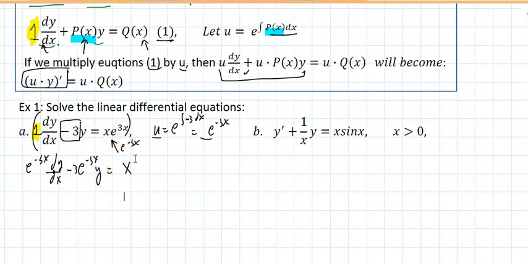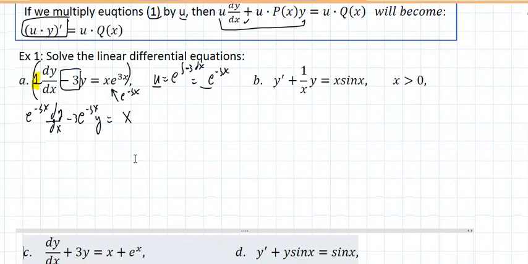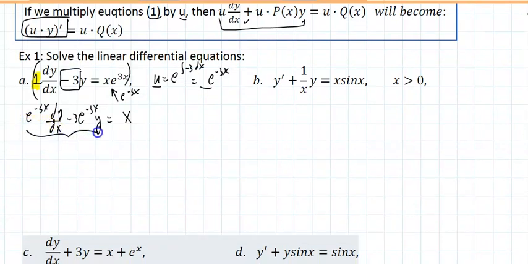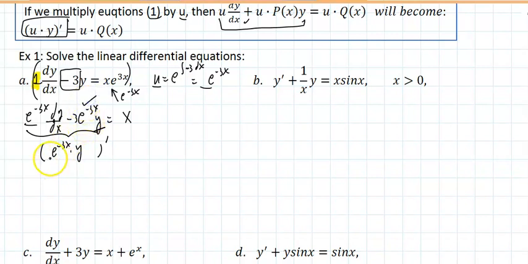And do we agree that this right here is really the product rule? That is, somebody must have taken a derivative of e to the negative 3x and a y. If you take the product rule, the derivative of e to the negative 3x is e to the negative 3x times negative 3 times y plus e to the negative 3x times y prime. And now that I'm able to do this, I can integrate and say e to the negative 3xy equals x squared over 2 plus c.